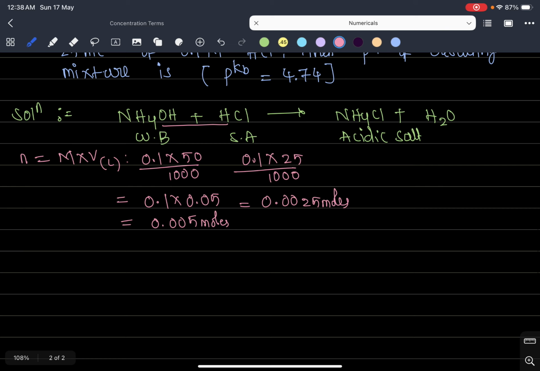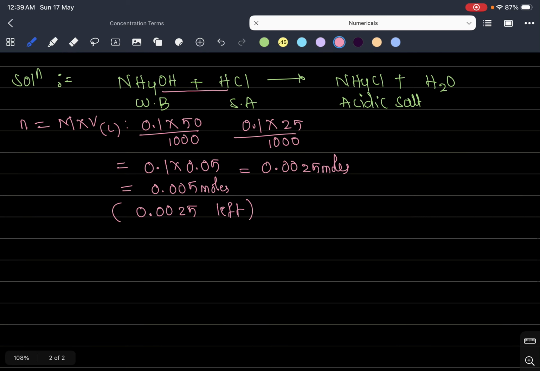If you clearly observe, the limiting reagent is going to be HCl, because it has fewer moles. For each mole of HCl, only 1 mole of ammonium hydroxide is required. Hence 0.0025 moles of this requires the same. So from here, 0.0025 moles will be left. So these many moles will be left in the solution itself.